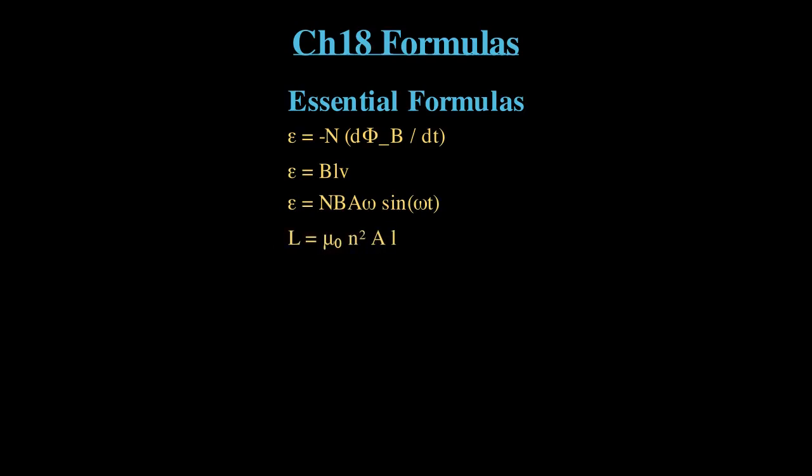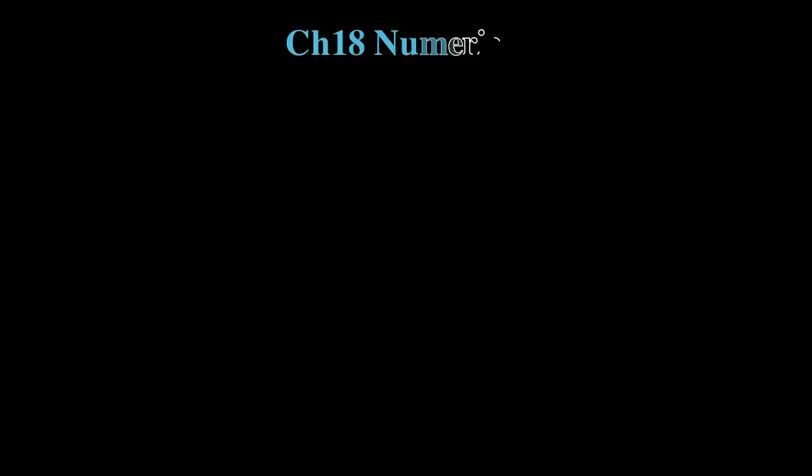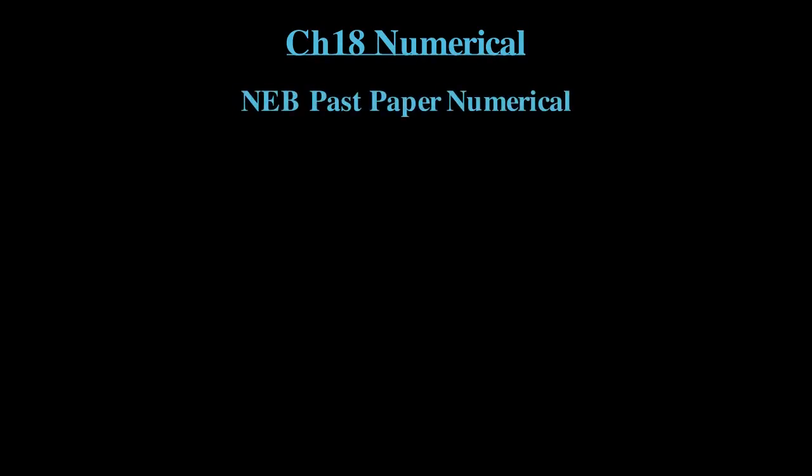The self-inductance of a long solenoid is given by L equals μ0 n² A l, where little n is turns per unit length. The mutual inductance between two coils is M equals μ0 N1 N2 A over L. To find the energy stored in an inductor, we use E equals 1/2 L i squared. And for our transformers, the crucial transformer ratio is Vs over Vp equals Ns over Np equals Ip over Is. Remember this one.